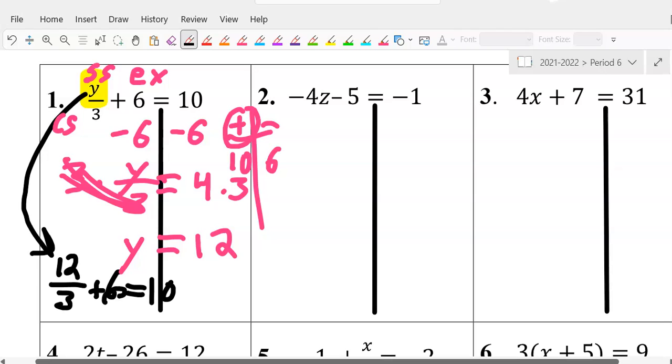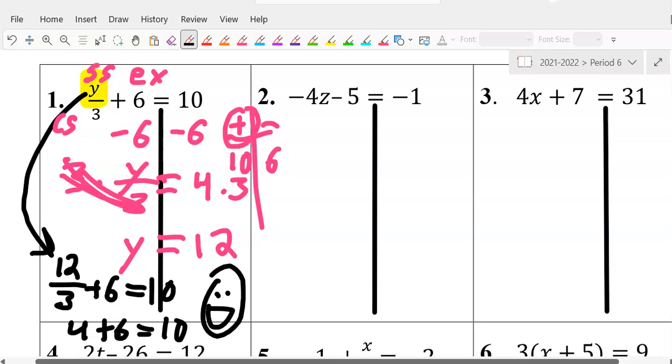What's 12 over 3? 4. Excuse me. All right, 12 over 3 is 4. Are you sure? Yes, because that's division, right? So 4 plus 6, is that equal to 10? Yeah! So we get a happy face. Woo, happy face. All right.